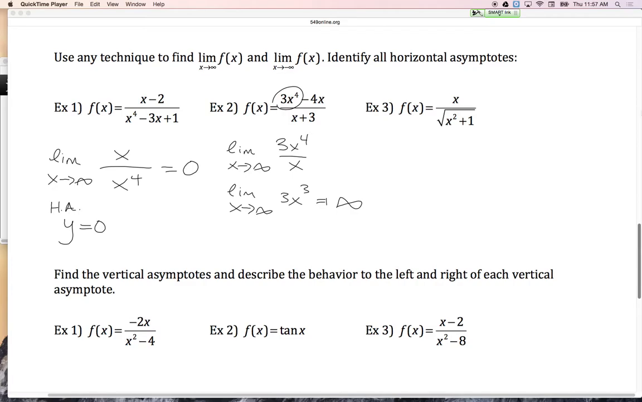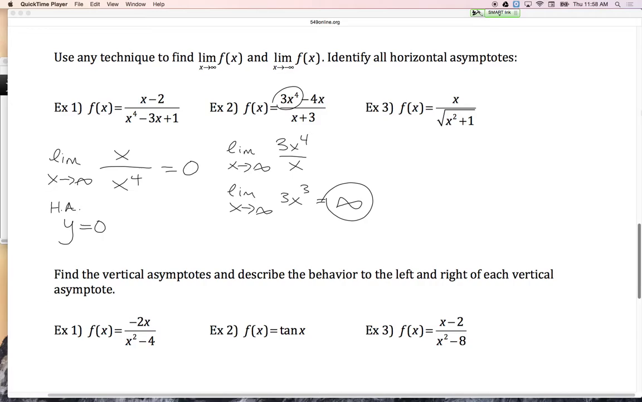Anytime you get plus or minus infinity for the limit value, there is no HA. That means it's just going up or going down towards that end of the graph. You can check it with negative infinity. The only difference is it's going to go to negative infinity, but that's irrelevant. So there is no HA.